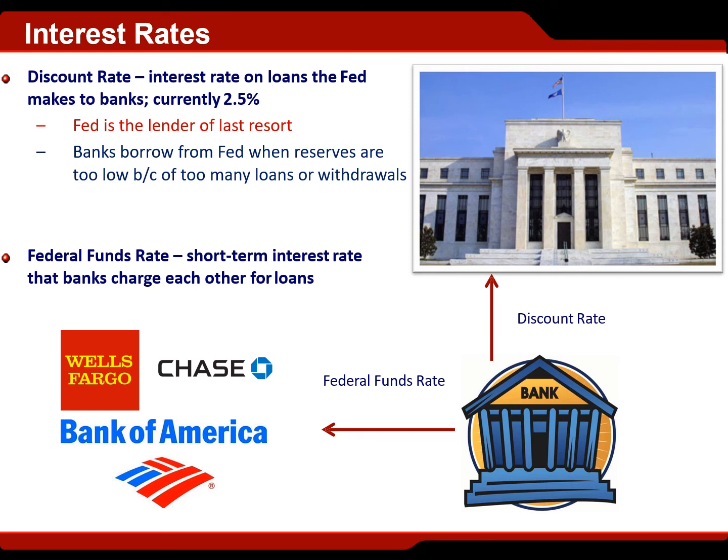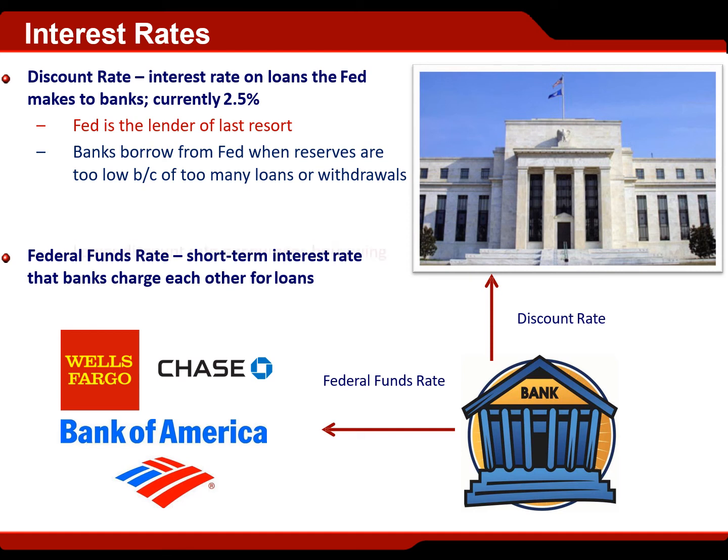That means that they don't like to lend money to banks, but if there's no other option, they'll do it. Now, banks only want to borrow from the Fed when their reserves are too low because they've had too many loans issued or because too many people have withdrawn money all at the same time. In other words, if a bank goes below their reserve requirement, they could borrow money from the Fed, and the interest rate they would pay to borrow the money is the discount rate.